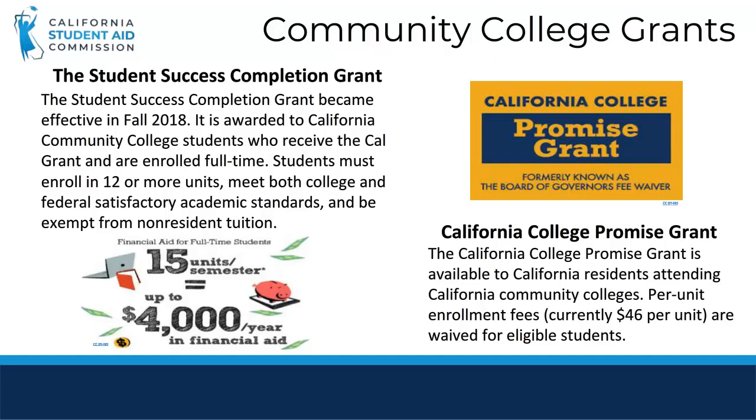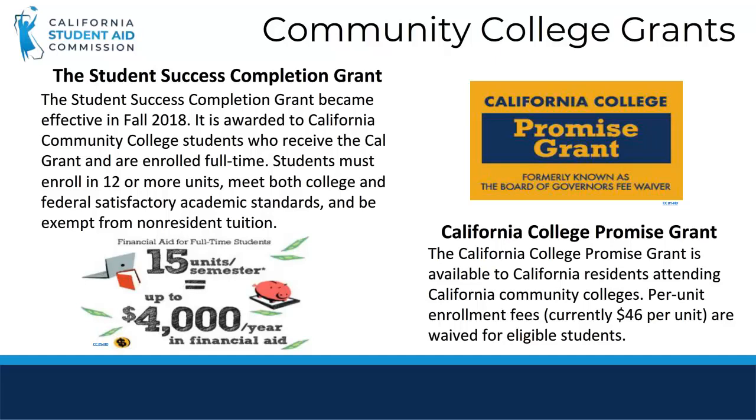Additional programs are available at the community college level, and these include the Student Success Completion Grant and the California College Promise Grant. The Student Success Completion Grant became effective in fall 2018, and it is awarded to California community college students who collect the Cal Grant and are full-time students. Students are required to enroll in 12 or more units, meet both college and federal satisfactory academic standards, and be exempt from non-resident tuition.